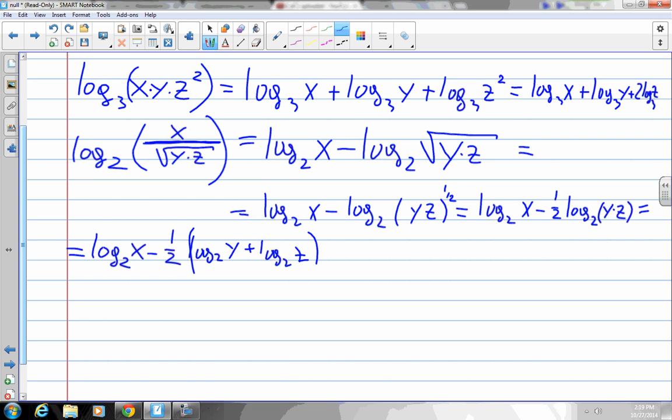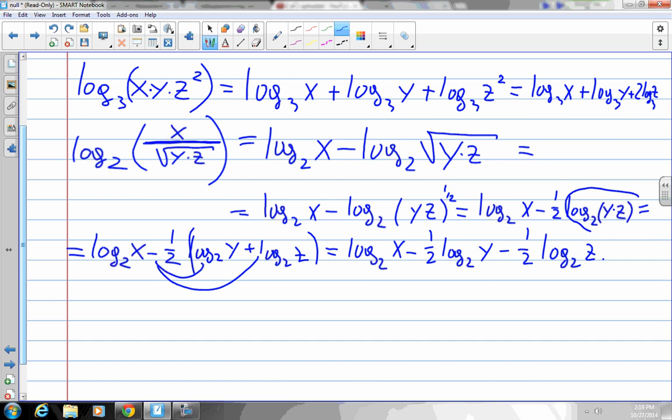So when you distribute 1/2, you get 1/2 in front of each log, but negative in each case. You just distribute the negative 1/2. So you get negative 1/2 log base 2 of y minus 1/2 log base 2 of z. So the negative 1/2 is distributed throughout the parentheses. It's the distributive property, because that negative 1/2 applies to the entire thing, so that second sign changes as well.